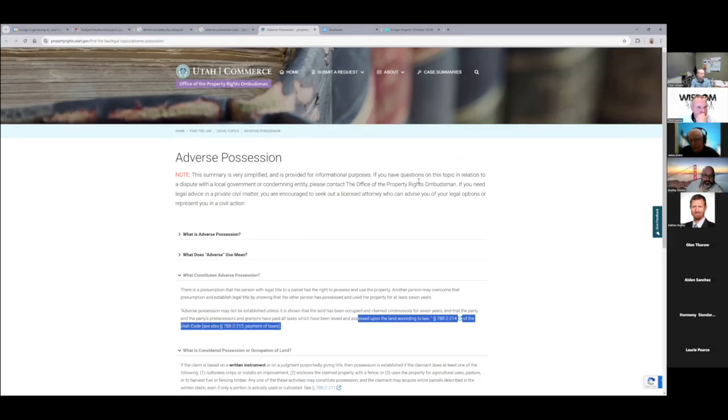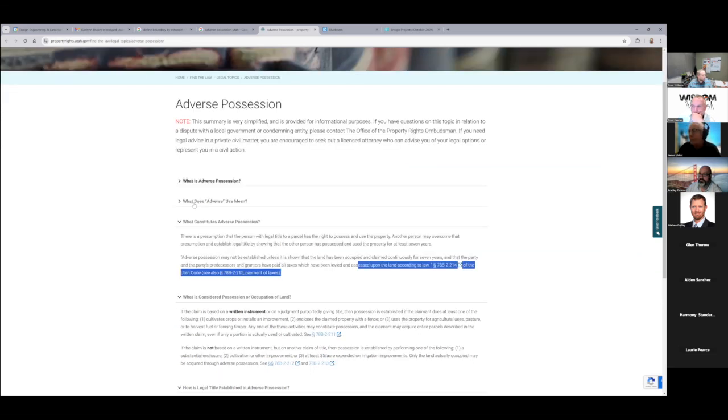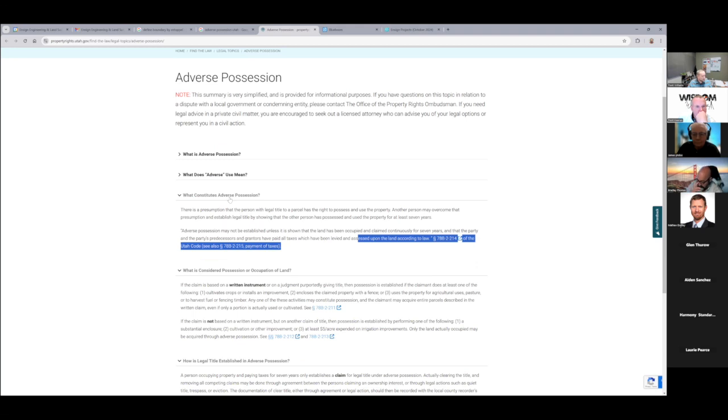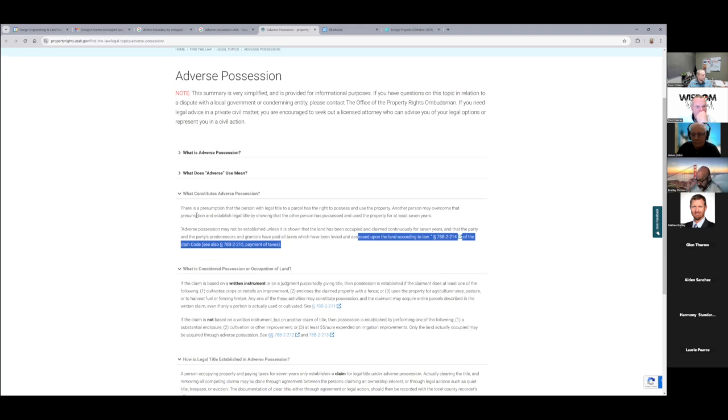It's a state property rights ombudsman, and I assume every state has some sort of similar position. These guys are the advocates for the private owners, right? They're there to answer questions, and property rights becomes one of those. They've put out a great little how-to about property rights and adverse possession in Utah. So what does adverse possession mean? What constitutes adverse possession? They quote the law here.